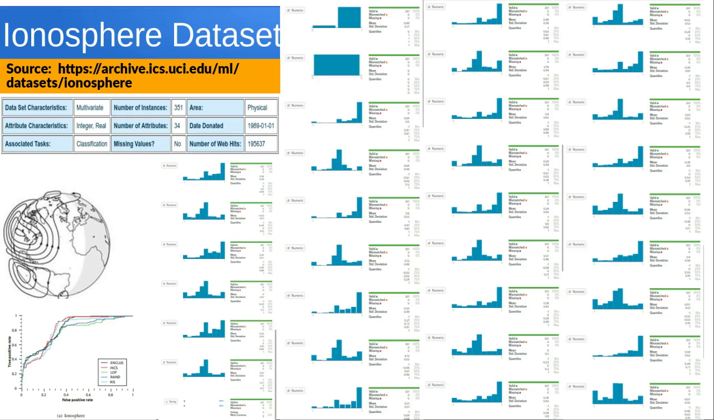The targets were free electrons in the ionosphere. Good radar returns are those showing evidence of some type of structure in the ionosphere. Bad radar returns are those that do not show evidence of some type of structure in the ionosphere. Their signals pass through the ionosphere.